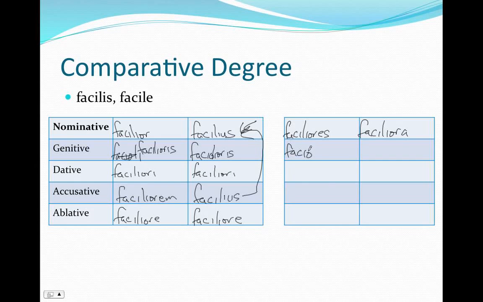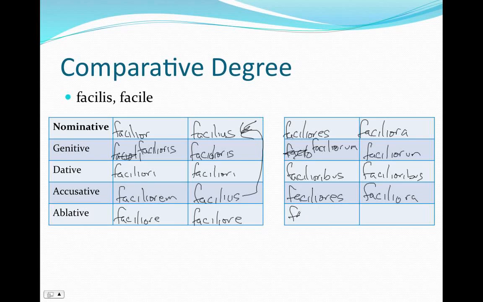Genitive, facilior. Same thing in the neuter, faciliorum. Facilioribus. Accusative, faciliores. Faciliora. And ablative, facilioribus.